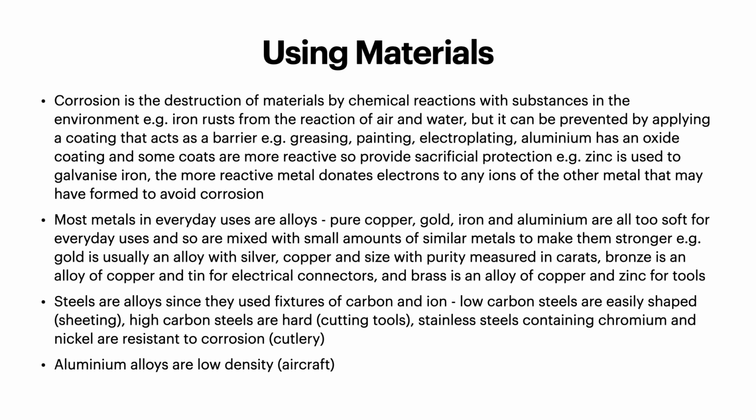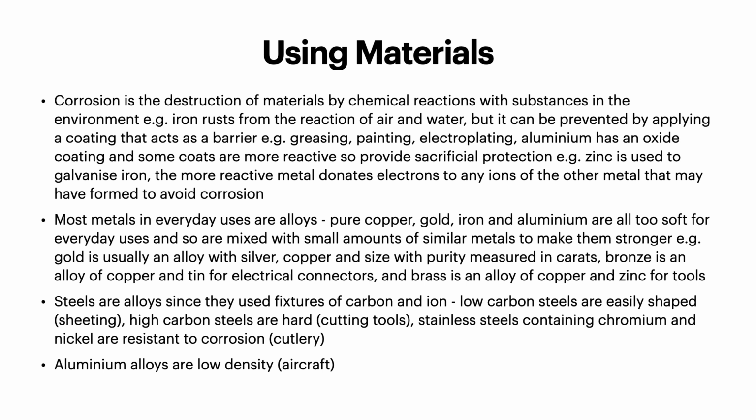Examples of this are greasing, painting, electroplating, and specifically aluminium has an oxide coating. Some coats are more reactive, so this works as a form of sacrificial protection. An example of this is zinc being used to galvanize iron. The more reactive metal donates electrons to any ion of the other metal that may have formed to avoid corrosion.